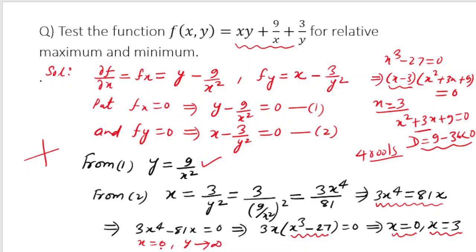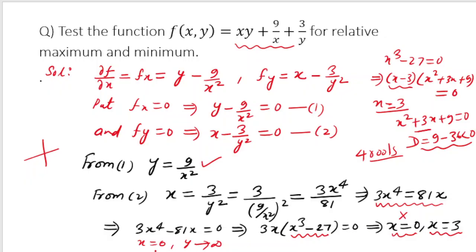So x is equal to 0, actually we can't take, because if I take x is equal to 0, the function itself will not be defined. Are you getting my point or not? Because here we have 9 by x, so I can't take x is equal to 0 or y is equal to 0. So I have to ignore this x is equal to 0 also, right?